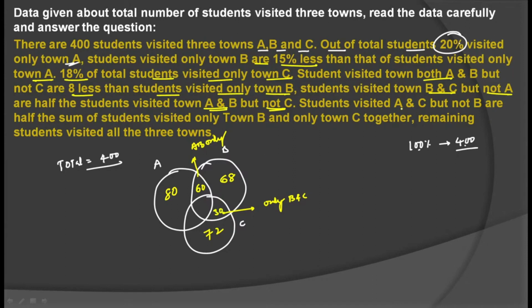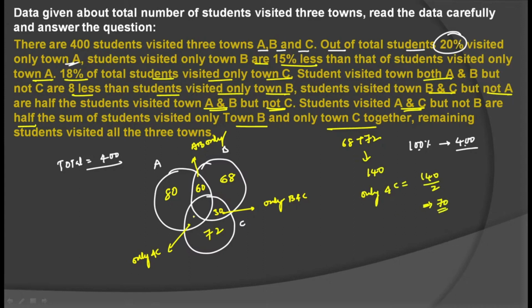Now the students who visited A and C but not B. A and C but not B means they are discussing only the AC portion. The value is half of the sum of the students who visited only town B and only town C. Only town B and only town C means 68 plus 72 is equal to 140. Now the only AC value is equal to half of this. Now you can get the data.